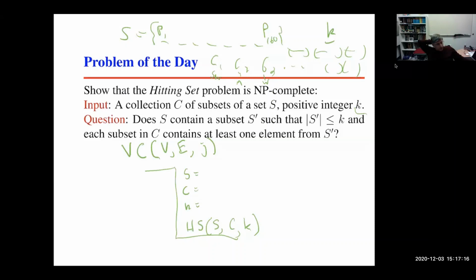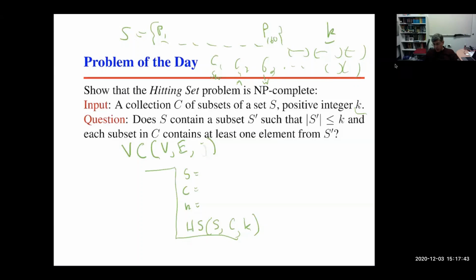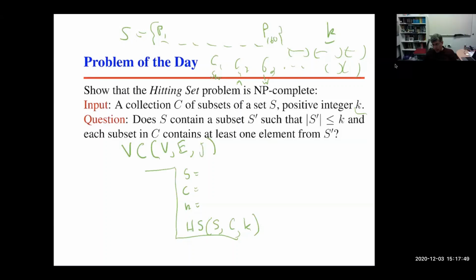So tell me now, what is the mapping? How do I convert my vertices, my edges, and my J into an S, C, and K such that I could use a hitting set solver to solve vertex cover? Any proposals? I propose that for the set S, we take the set of vertices. You want to claim that S is going to be the set of vertices, V1 dot dot dot Vn, right? What else do you want to claim?